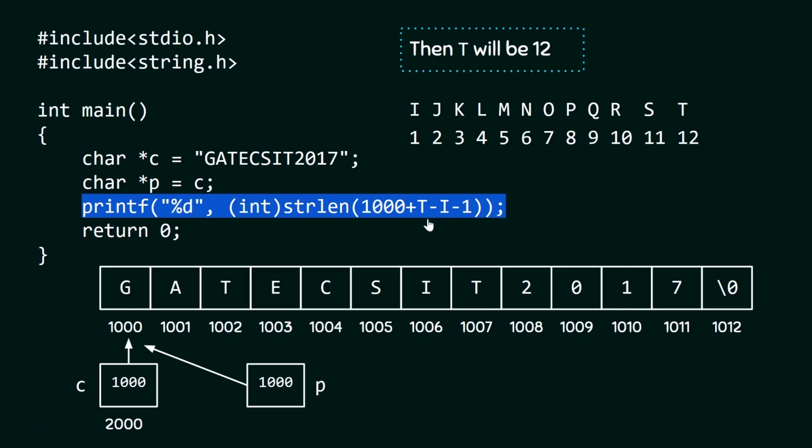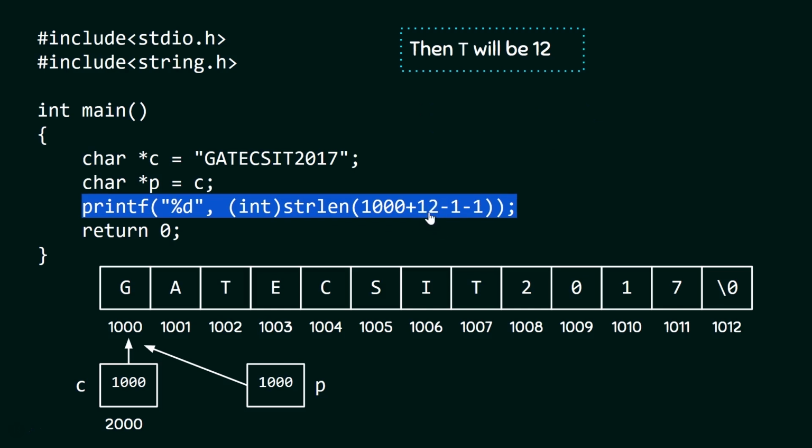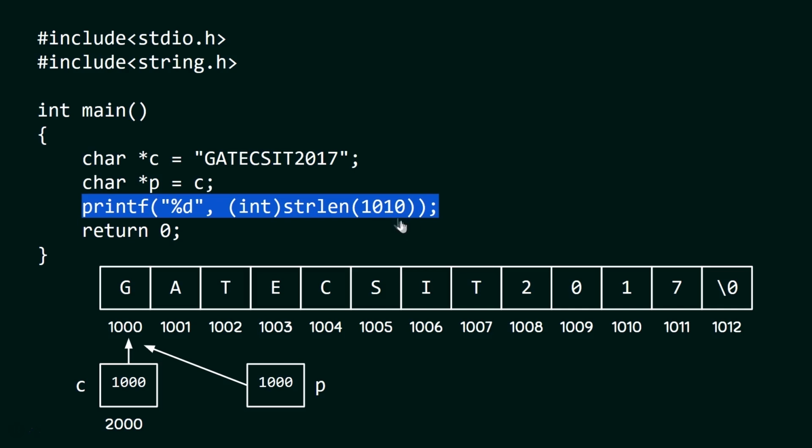So I can replace this t by 12 and I by 1. This becomes 12 minus 1 minus 1. 1000 plus 12 minus 1 gives 1010. And strlen of 1010 means that strlen will start reading the characters from this point. And when it reaches the null character, it stops and calculates the string length from this point to this point. We can see here that the string length will be 2 and it will not count the null character at all. So string length returns value 2.